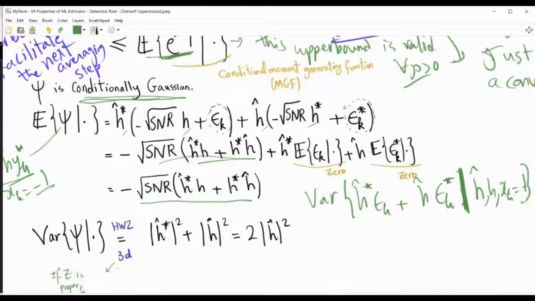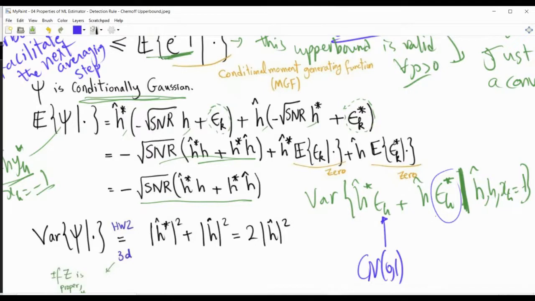So this is homework 2 problem 3D. Basically the idea here, and I will tell you the solution because it's important and relevant to other parts of the course, is that you have here epsilon k, which is circularly symmetric (0, 1), and so it is proper, and this is its complex conjugate.